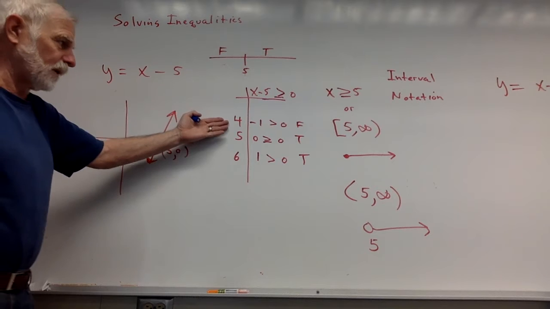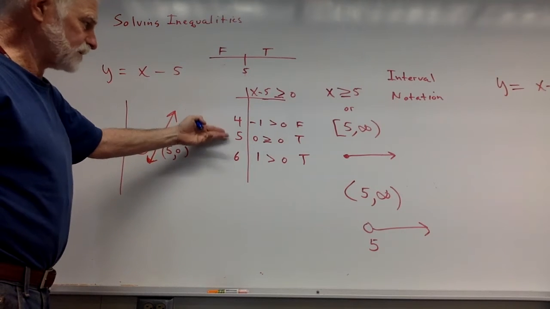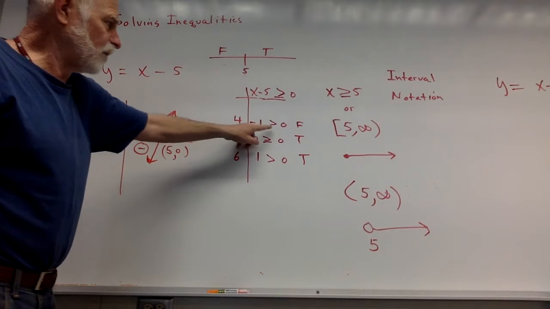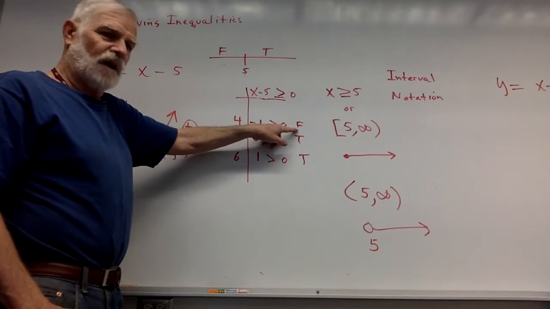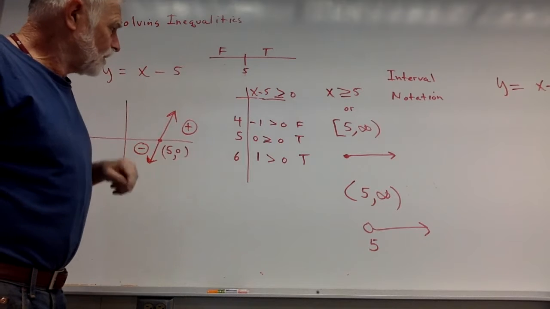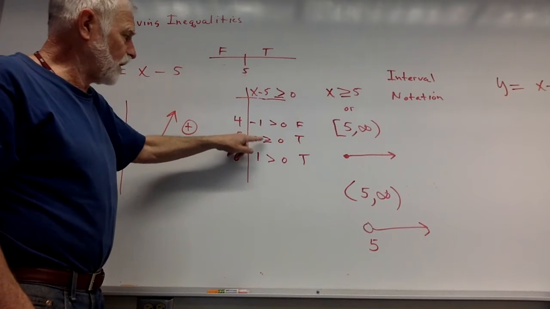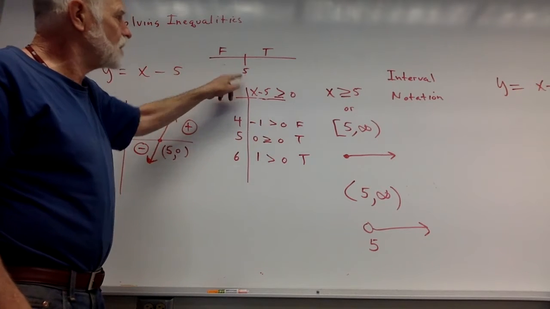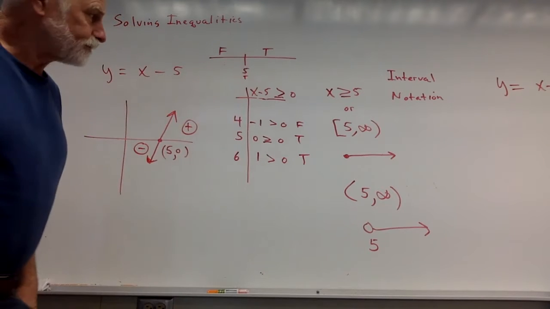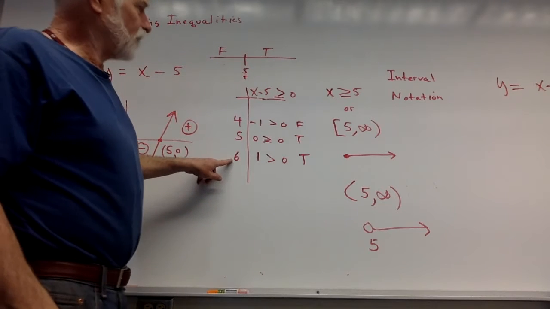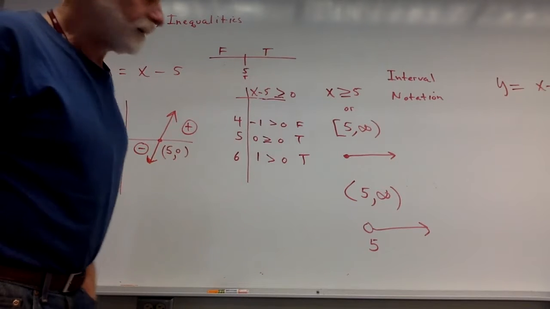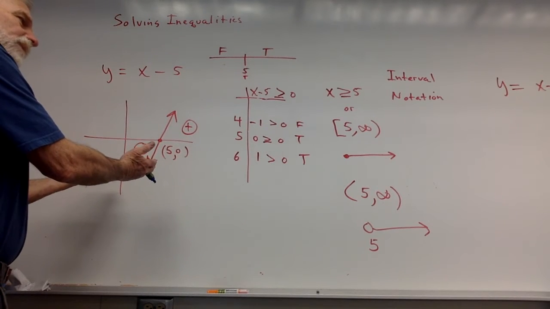Doesn't matter what number we pick. We could pick 4, which is less than 5. We can see that 4 minus 5 is negative 1. Is negative 1 greater than or equal to 0? False. So this is called a sign chart. We put the number 5 in. Is 0 greater than or equal to 0? Well, that's true, so I guess I should put a little T here. And then a random number, 6 minus 5 is 1, greater than 0? That's true. Okay? You can see it from the graphical standpoint.